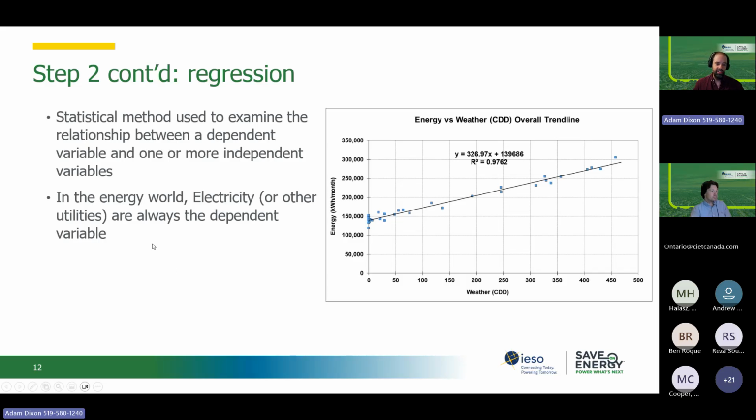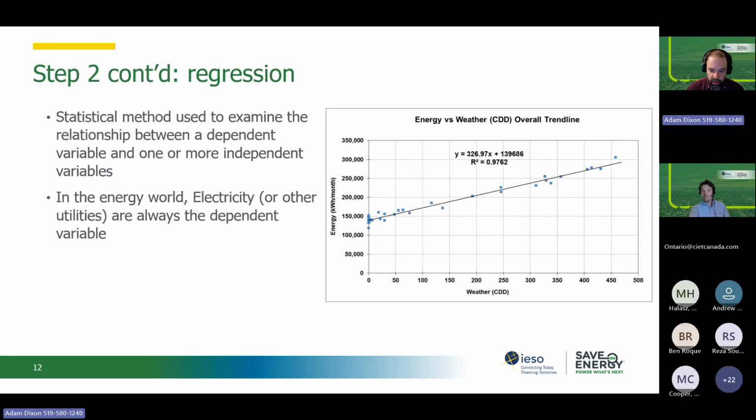So regression is a statistical method used to examine the relationship between a dependent variable and one or more independent variables. So in the energy world, electricity or any other kind of utility, so natural gas, propane, oil, depending on what you're looking at, are always the dependent variable. They are being driven by one or more independent variables. And the independent variables, those are the weather and or occupancy, production, things like that.